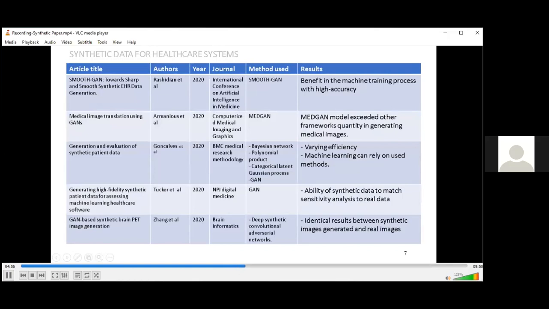Here, for example, medical image translation using GANs. They used a developed method of GAN called MedGAN, and the results were that the model exceeded other frameworks in generating medical images. Here in this article, GAN-based synthetic brain PET image generation. Their method was deep convolutional adversarial networks. Their results were identical between the synthetic images generated and real images.